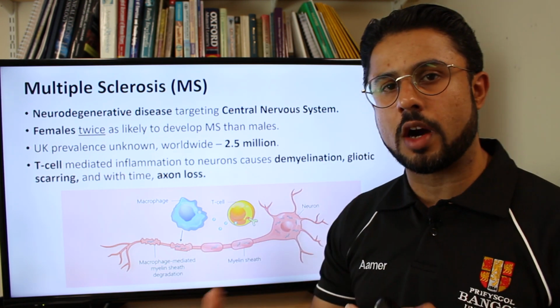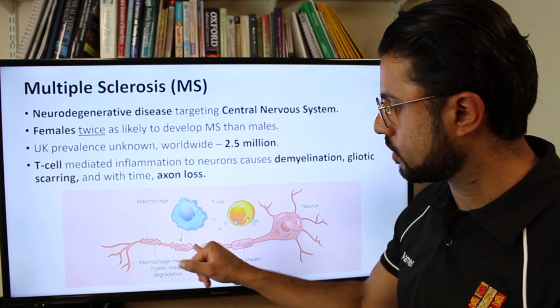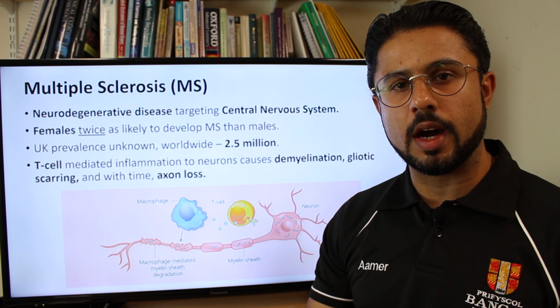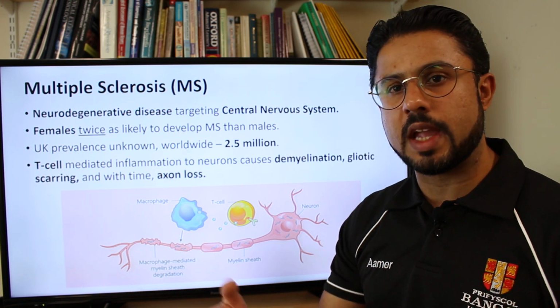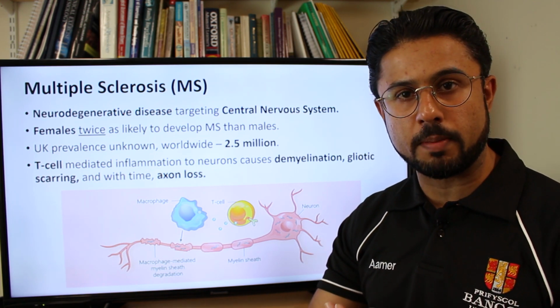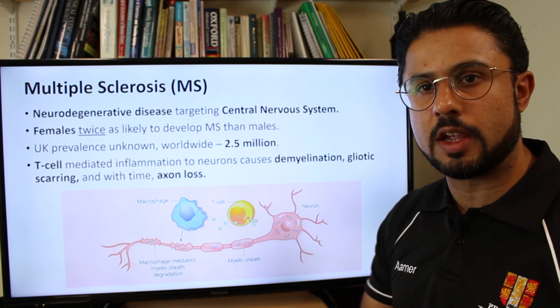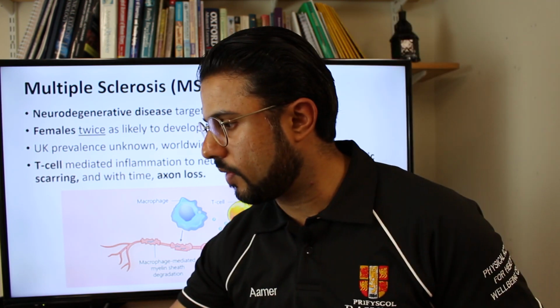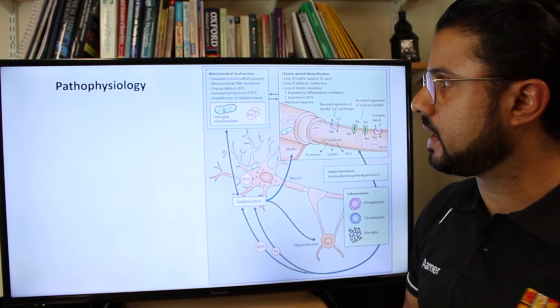You may also get scarring of the axon and of the other structures of the neuron. Eventually, as the disease progresses, you may have axon loss, and the neuron may completely die, in which case certain functions of the body will cease. Now let's have a look at that in a little bit more detail.